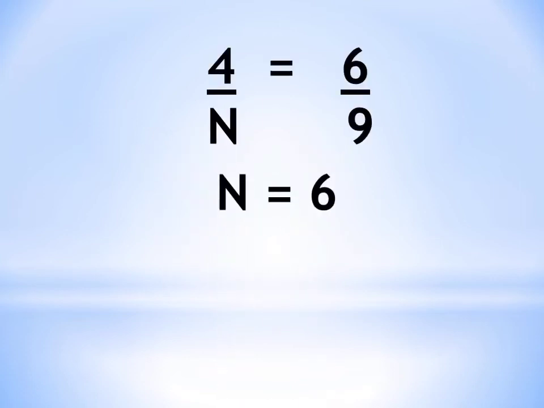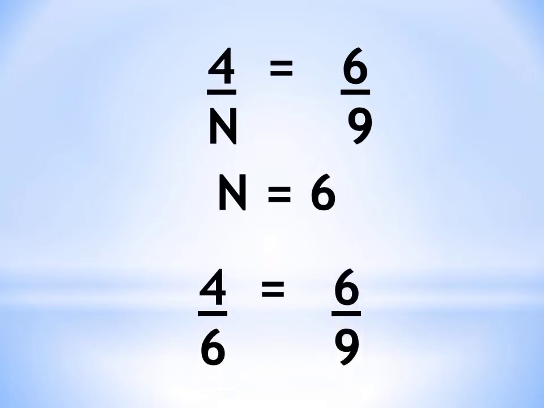Based from our given, we have 4 over 6 equals 6 over 9 as our direct proportion. To check your answer, get the cross product. And if they are equal, then the answer is correct.